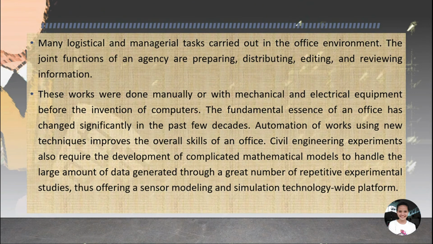Many logistical and managerial tasks are carried out in the office environment. The joint functions of an agency are preparing, distributing, editing, and reviewing information. These works were done manually or with mechanical and electrical equipment before the invention of computers. The fundamental essence of an office has changed significantly in the past few decades. Automation of works using new techniques improves the overall skills of an office.